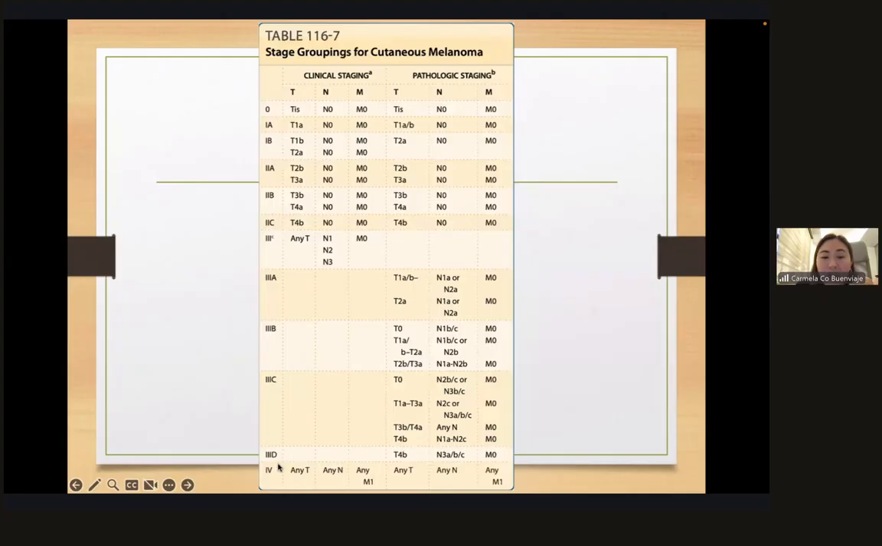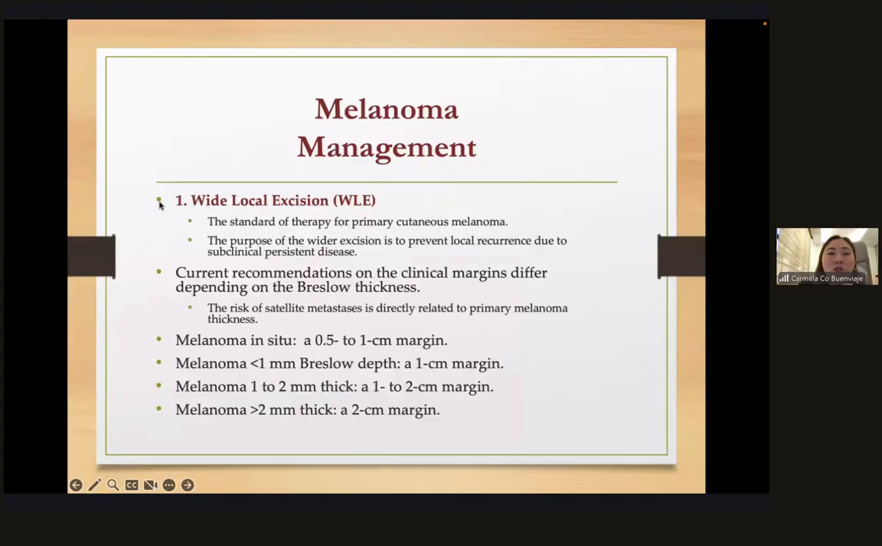stage 3, stage 4. So management: wide local excision is the standard of therapy for primary cutaneous melanoma. The purpose of wider excision is to prevent local recurrence due to subclinical persistent disease. So current recommendations on the clinical margins depend on the Breslow thickness.